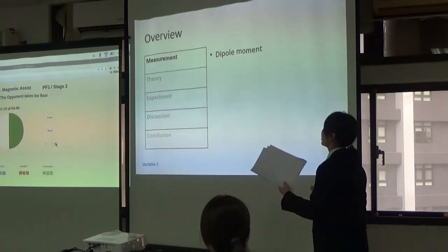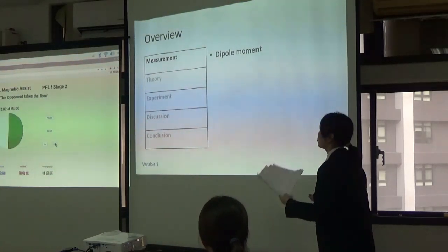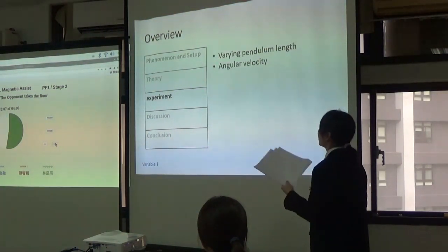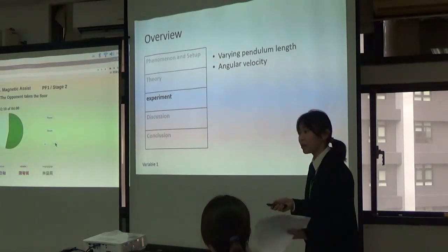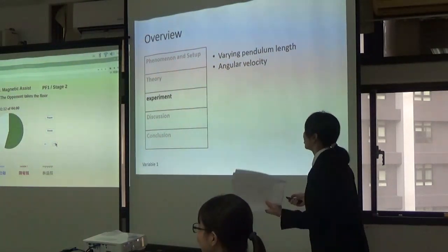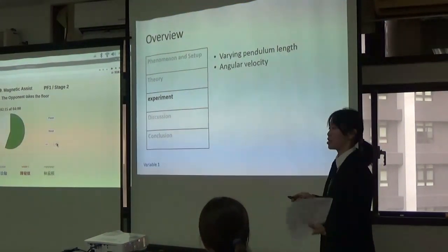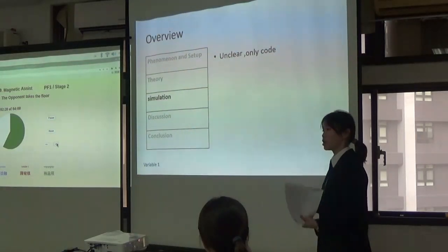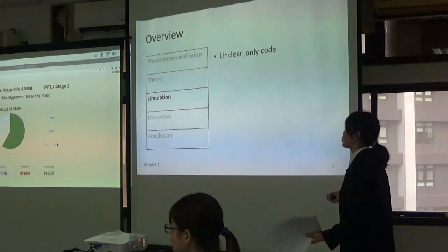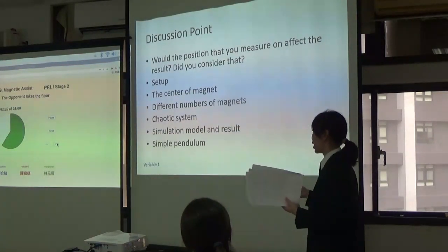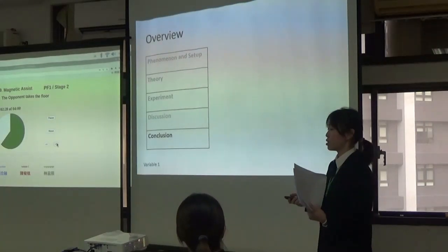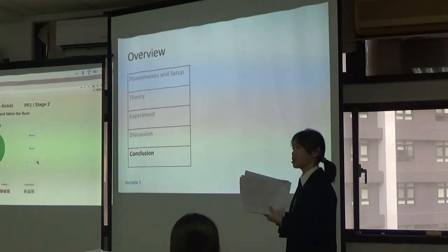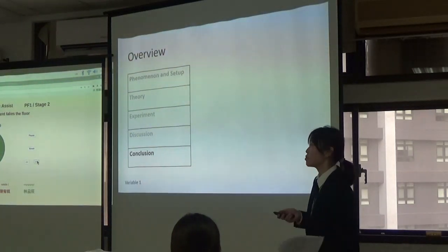This one is measurement. They measure the dipole moment. And the experiment, this is their independent variable. They have a varying pendulum length and angular velocity. And the simulation is, as I mentioned, they didn't have the models of simulation. And the conclusion, I think they lack a conclusion because they didn't talk about when some parameters increase, the result will decrease or something else.